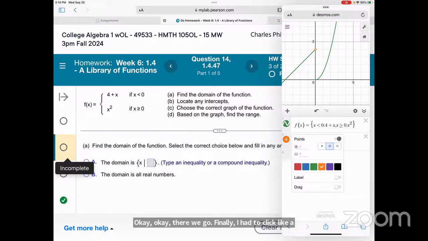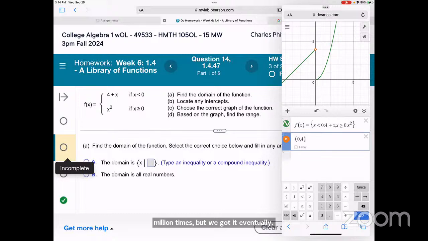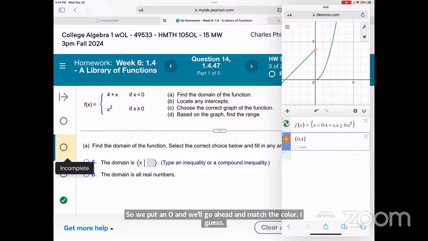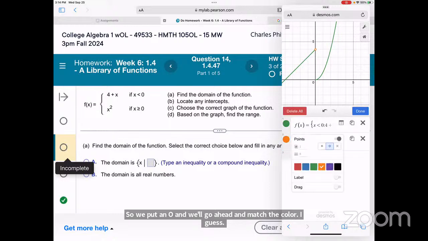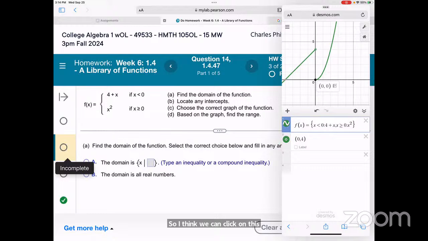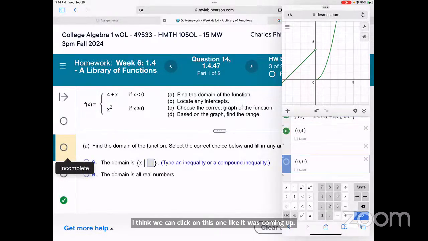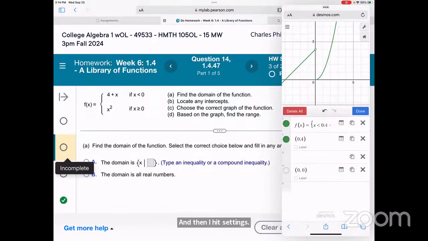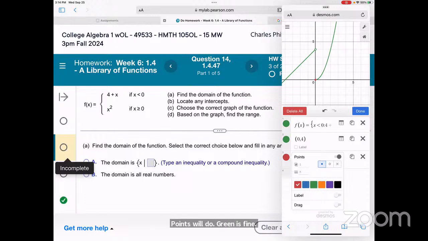Okay, so we'll go ahead and match the color, I guess. So we'll do it in green. Okay, and the other one is the origin. So I think we can click on this one. That one looked like it was coming up. And then I'm going to hit settings. We can get rid of that. Points. We'll do green, that's fine. And we want that one to be filled in. Okay.